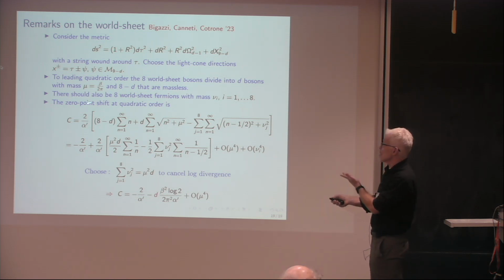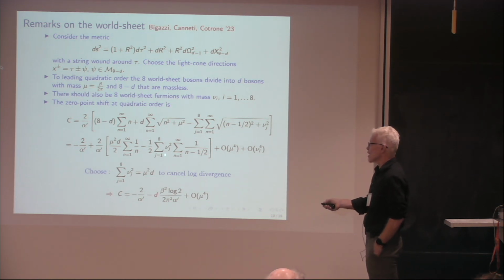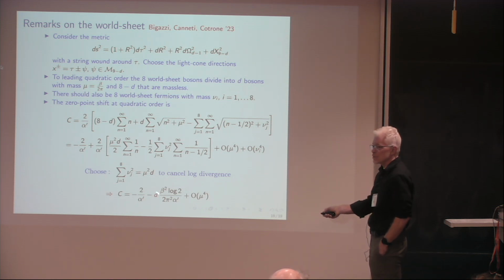Then you can try computing the zero-point shift, and that's what these people did. This is a contribution from the bosons, and this is a contribution from the fermions. And so you get a term like this. If the sums of these nu I squared are not chosen properly, you're going to have a logarithmic divergence. So that determines that these have to equal this to cancel the log divergence. And then you would get this minus d, which is what you want.